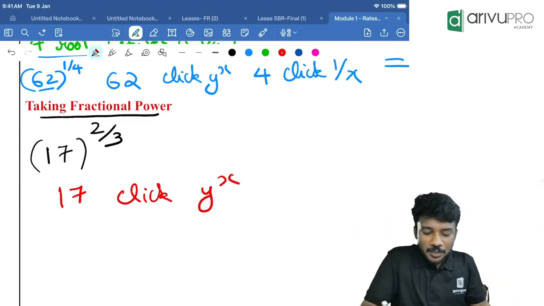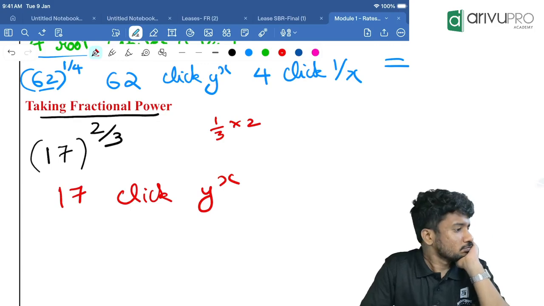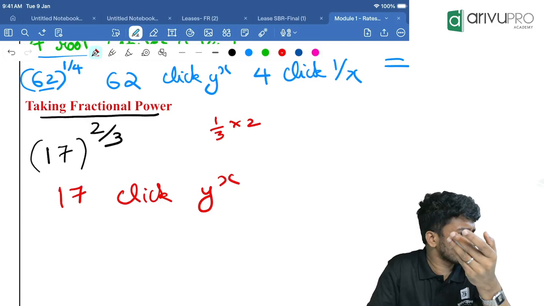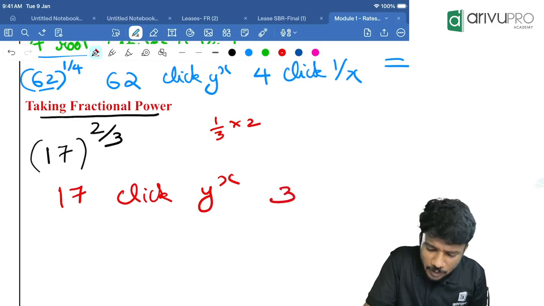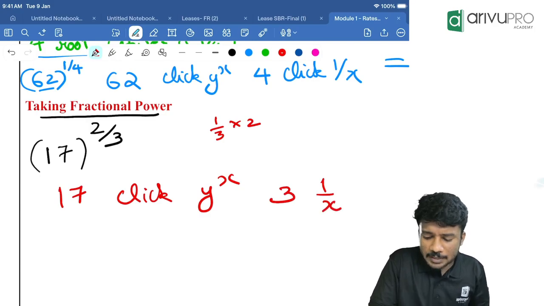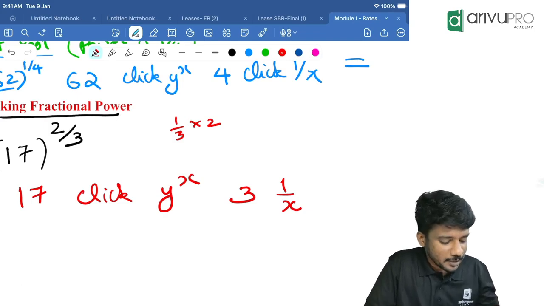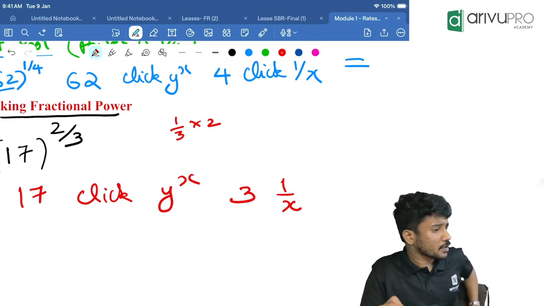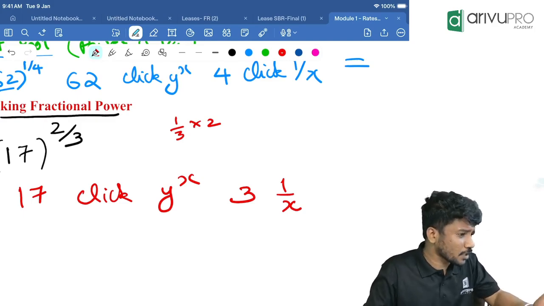Anyway, can I write 2 by 3 as 1 by 3 into 2? Yes, Naren? 1 by 3 into 2 is 2 by 3. So type 3 on your calculator, then click 1 by x. That means I found 1 by 3. Now with what should I multiply it? Into 2. 1 by 3 into 2 is how much? You will get 0.6666 something.